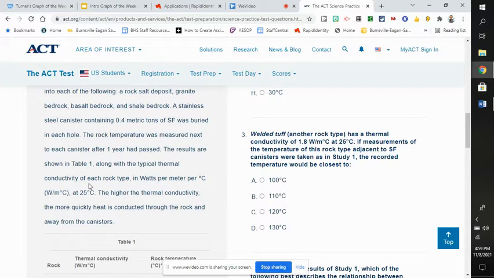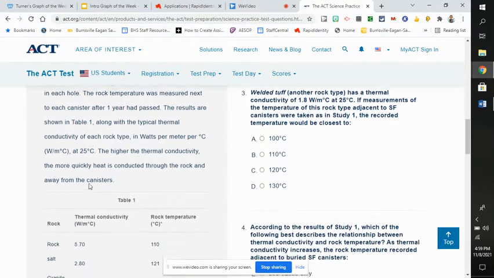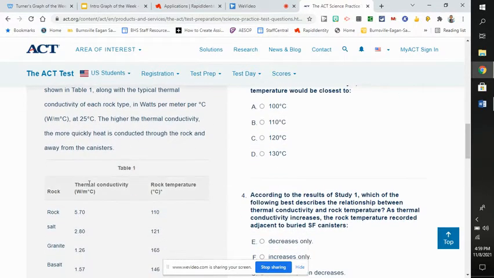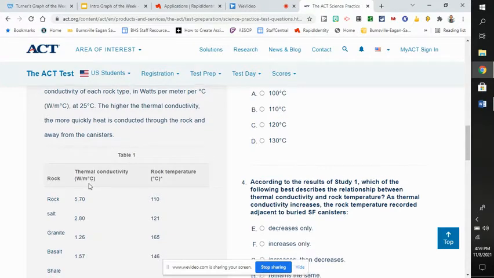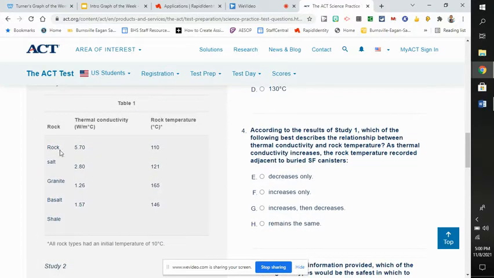The results are shown in Table 1, along with the typical thermal conductivity of each rock type in watts per meter per degree Celsius at 25 degrees Celsius. The higher the thermal conductivity, the more quickly the heat is conducted through the rock and away from the canisters. So then it shows a table with the type of rock. Here's rock salt, granite, basalt, and shale, and then the temperature of each.